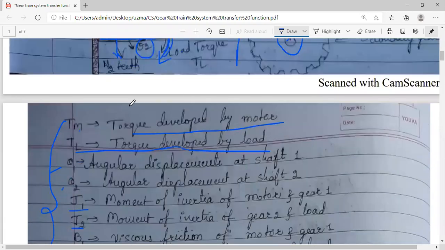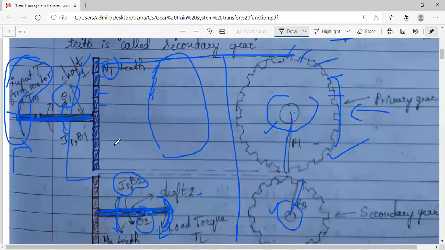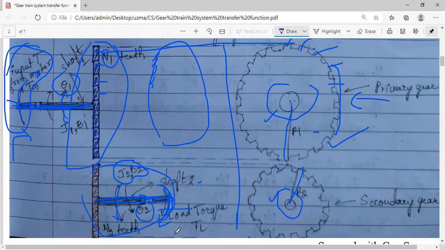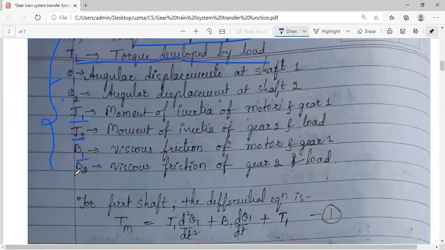Okay, अगर आप देखेंगे figure में, जो first gear है आपका, this is connected to the motor, and your second gear, it is connected to the load. And B1 and B2 are the viscous friction coefficients. B1 क्या होगा, motor and gear के बीच वाला होगा, and B2, it is gear 2 and the load. So these are some terminologies which we are going to use.